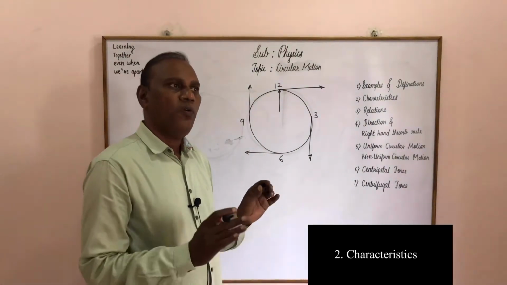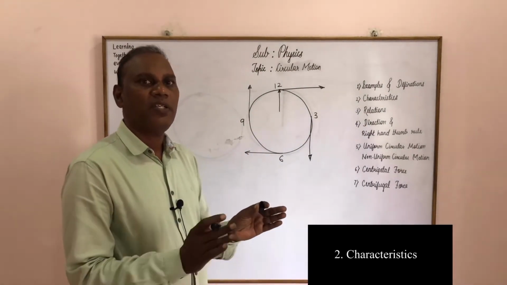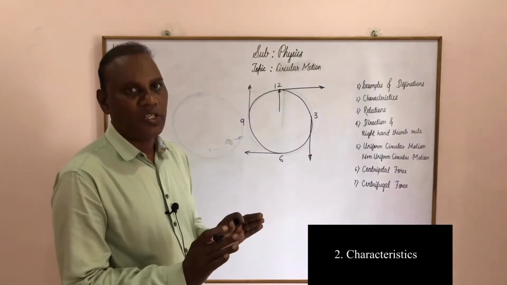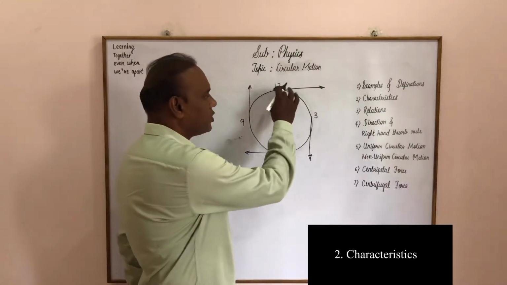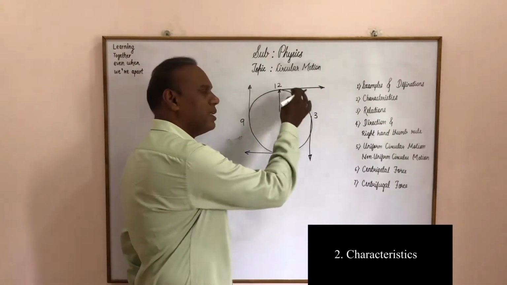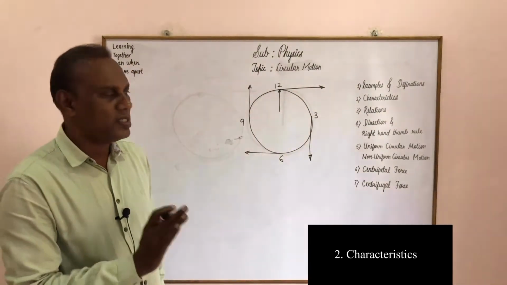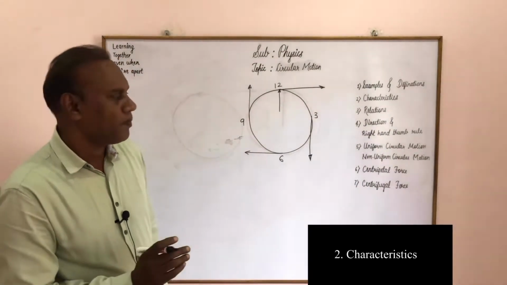So tangential velocity goes on changing and acceleration is produced. So circular motion is an accelerated motion. This is the first characteristic.